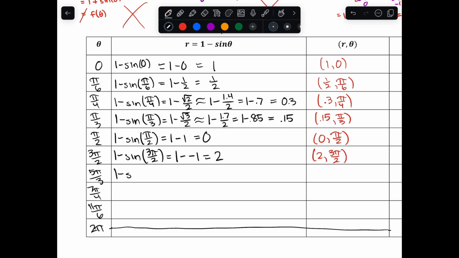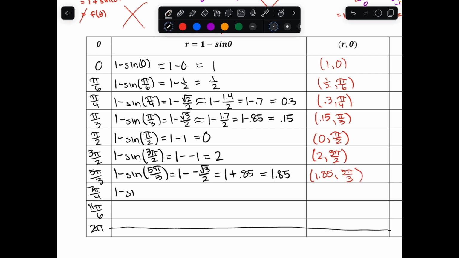Now 1 minus sine of 5 pi over 3. We're going to have 1 minus negative square root 3 over 2. Now we've already solved what the square root of 3 over 2 is. It's about 0.85. So this is going to be 1 plus 0.85, right? The plus comes from the double negative. So we get about 1.85. So our point is 1.85 at an angle of 5 pi over 3.